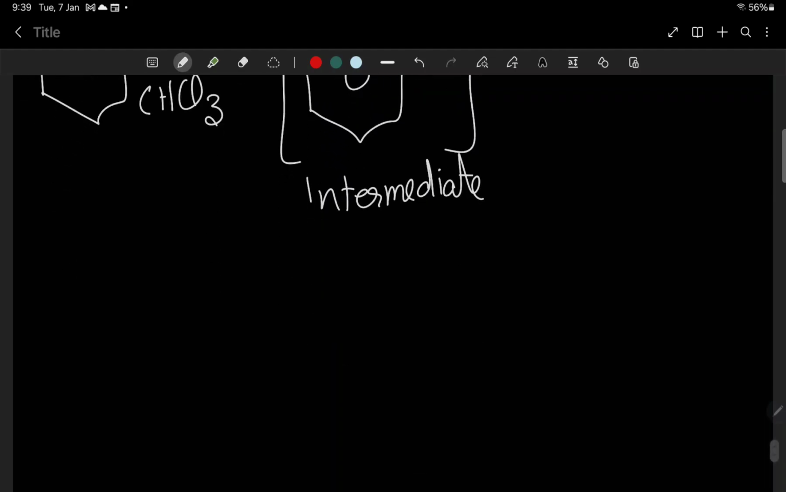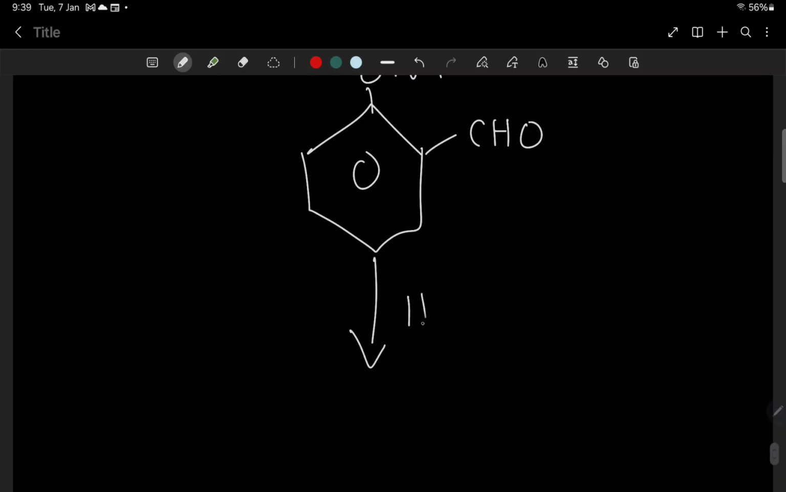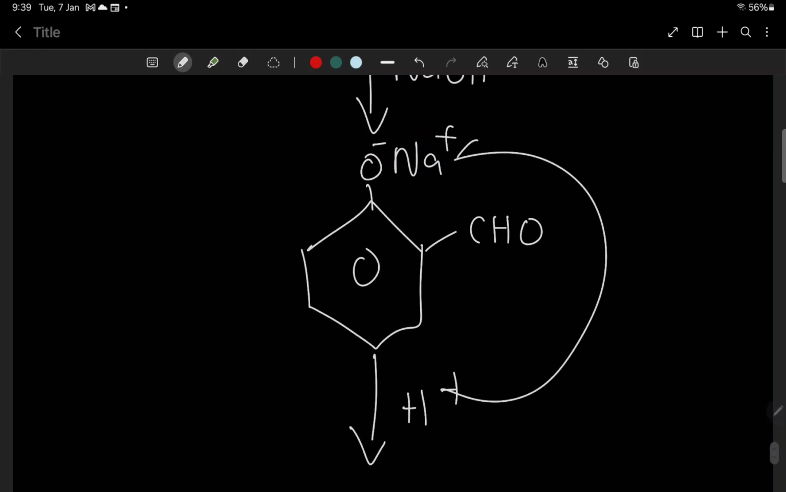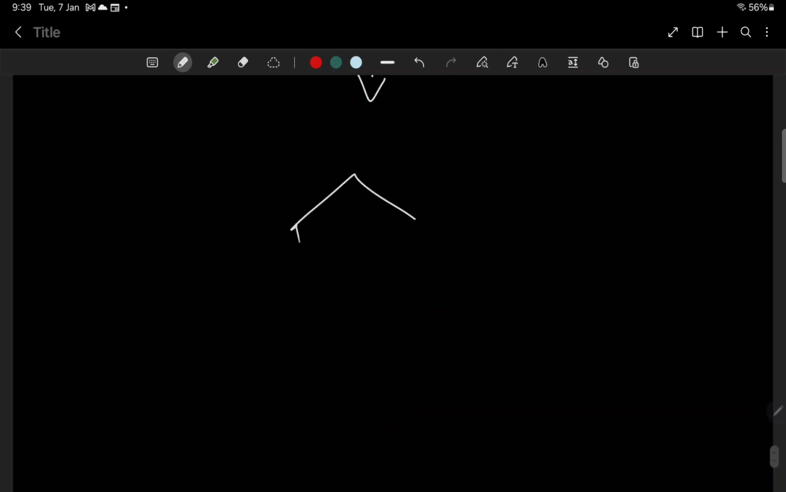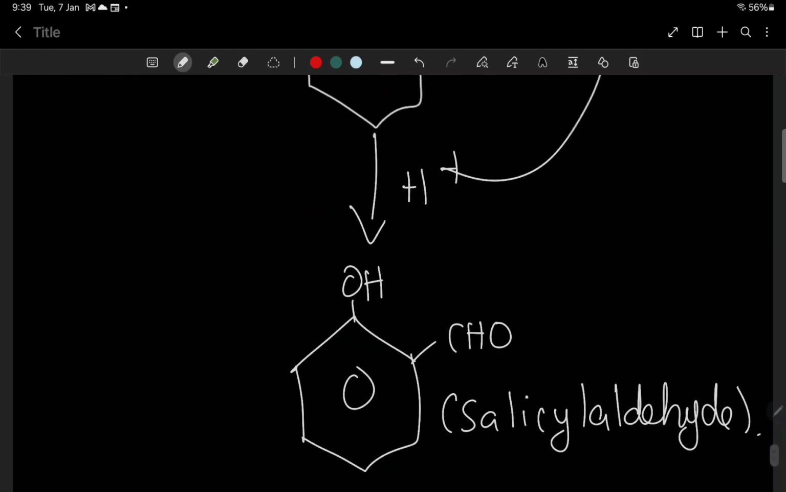Into this, once again I add NaOH. So what I get is O minus Na plus, and the CHCl2 group is converted to aldehyde. Now into this I add H plus, so this H goes and joins here, and hence we get the needed compound, salicylaldehyde. Okay, over. This is the Reimer-Tiemann reaction.